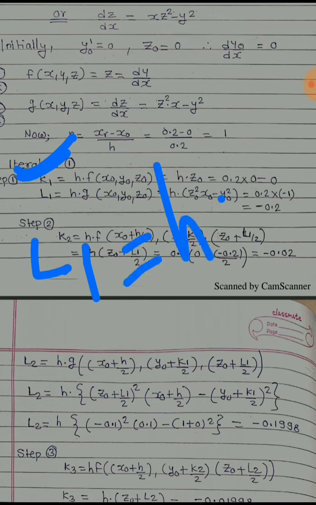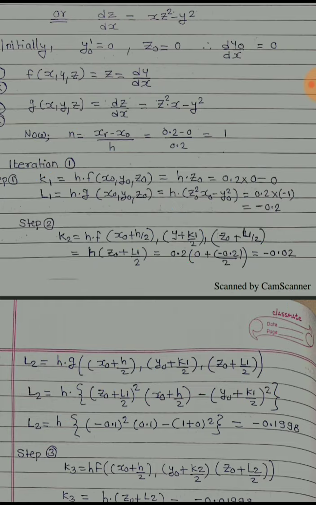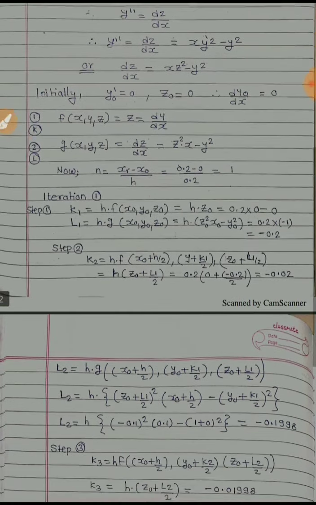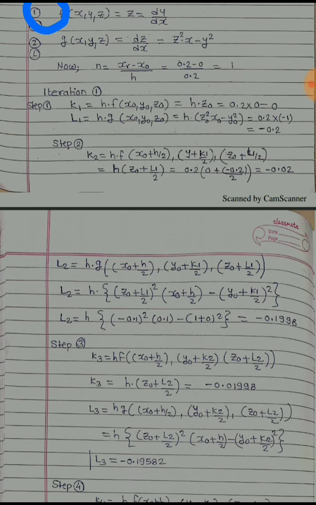L1 is equal to h into g of x0, y0, z0, which is written as... again I need to consider these two representations. This was the representation where we are calculating k, and this is the representation where we are calculating L. That is why I have written here, friends, 1 for calculating k, 2 for calculating L. These two are the important things that we should note, as they are going to be the key in solving this type of numerical.